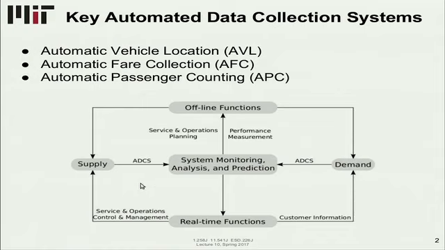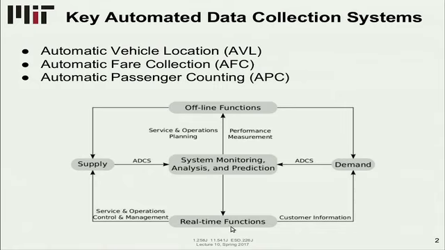If you look at supply and demand, they both produce automatically collected data, right? On the demand side, we have the fare transactions of the AFC system. On the supply side, you have the vehicle tracking of the AVL system. You have APC as well. So they can be sent to some server or data warehouse and used for many things. It could be used for offline functions. Performance measurement is one example of that, where you want to measure reliability, running times, etc. It could be used for service and operations planning. And then it could also be used in real time.